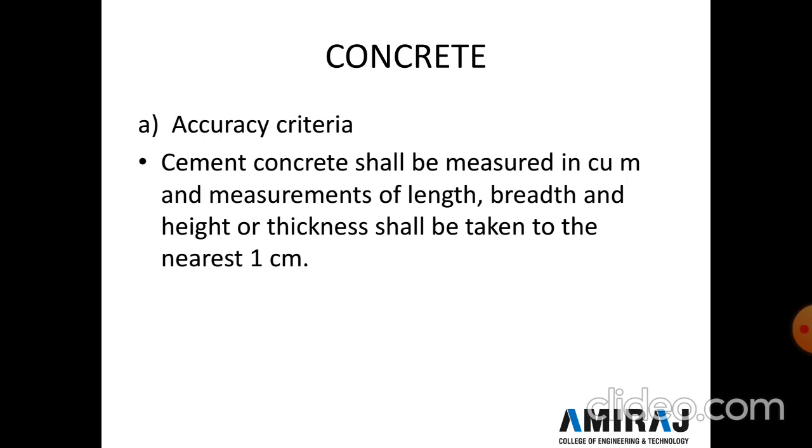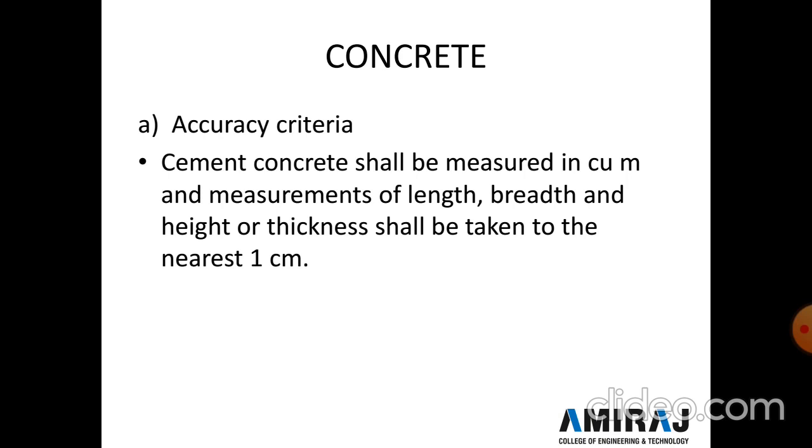Cement concrete shall be measured in cubic meters, and the measurements of length, width and height or thickness shall be taken to the nearest 1 centimeter. What is the nearest 1 centimeter? If you measure the length, we take accuracy in 1 meter as 1 centimeter, except the thickness of the slab, partition and beam and the like, which shall be measured to the nearest 0.5 centimeter.